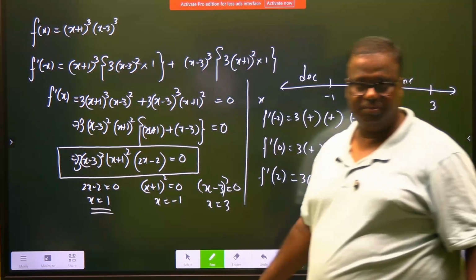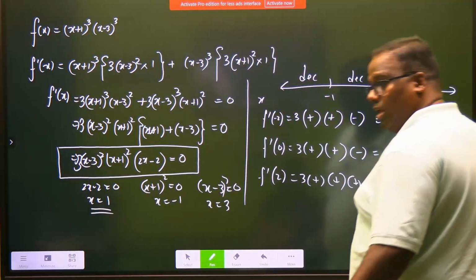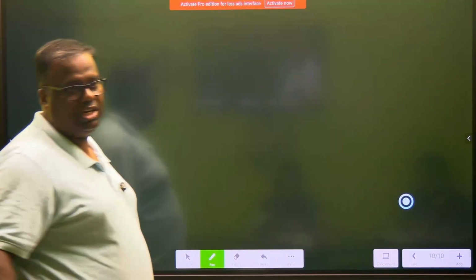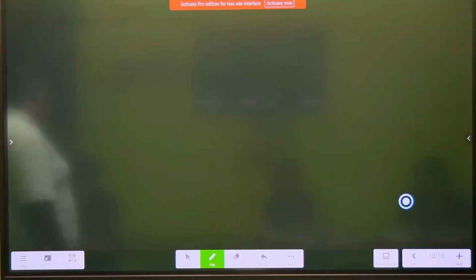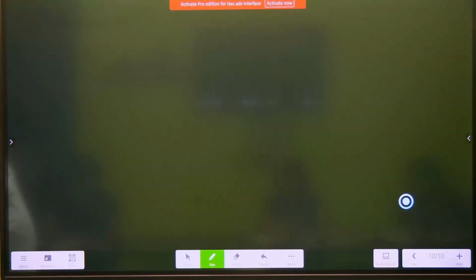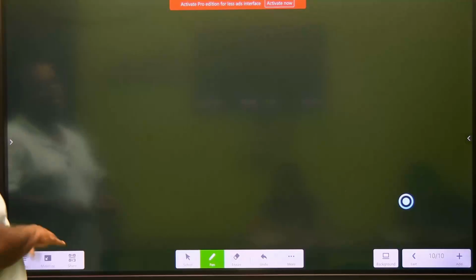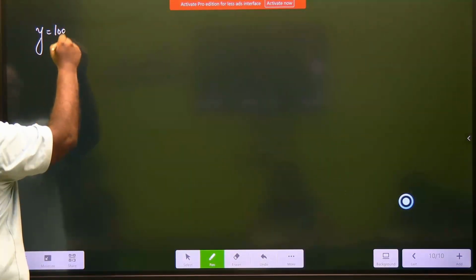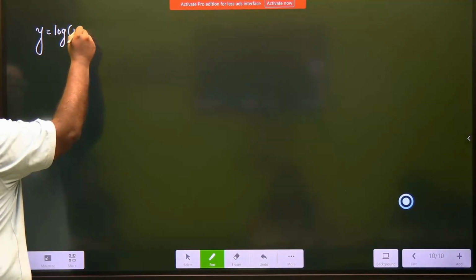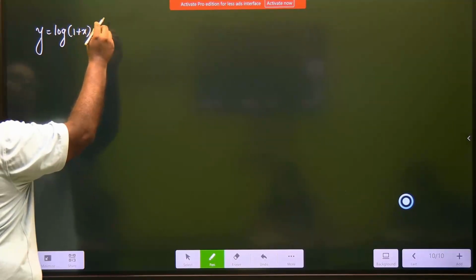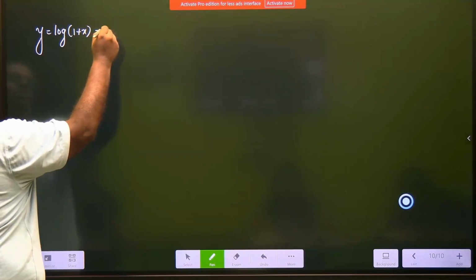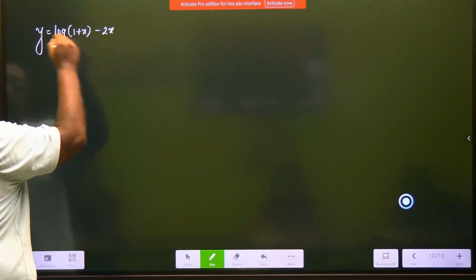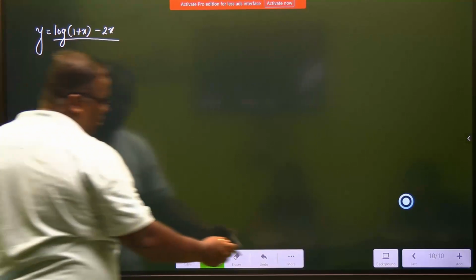Next. Next is what? So that part is over. Strictly decreasing part, all done. And next is: y is equal to log(1+x) minus 2x by (2+x). Whole thing by 2 plus x. Only 2x.